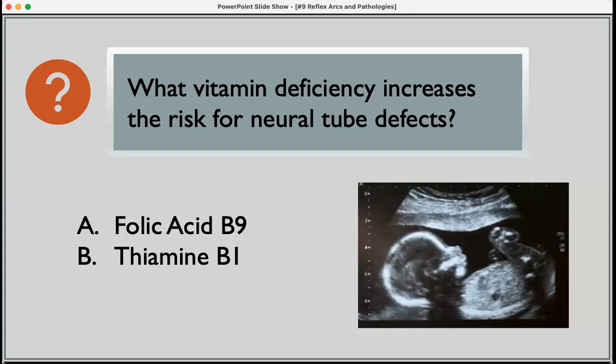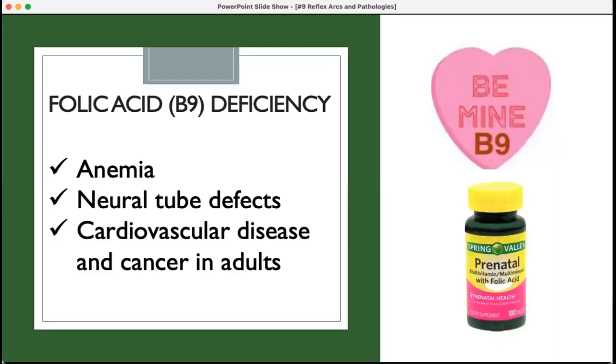All right, this is a reminder, just a quick review. What vitamin deficiency increases the risk for neural tube defects? Is it folic acid or vitamin B1, thiamine? The answer is folic acid, B9. Let's see if we can remember that.